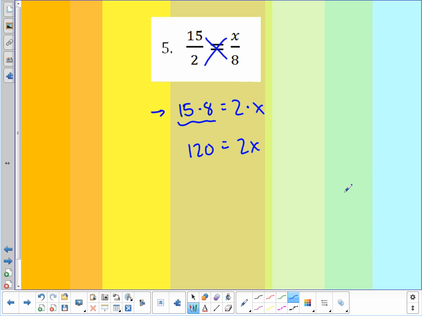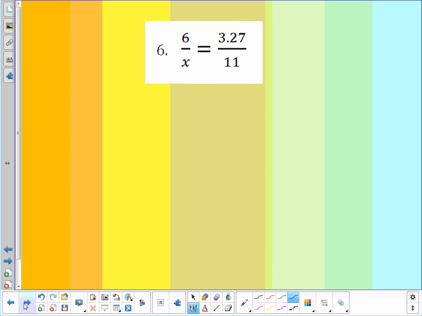I would look for my steps. I'd look for any distribution. There isn't any. I would look for variables on both sides. I only have one variable. I'd look for a constant. I don't have one over here. So the only thing I need to do here is divide by the 2. And 120 divided by 2 is 60. So I have 60 equals x, or in other words, x equals 60.